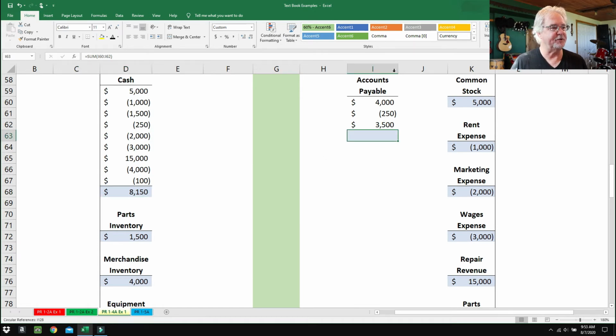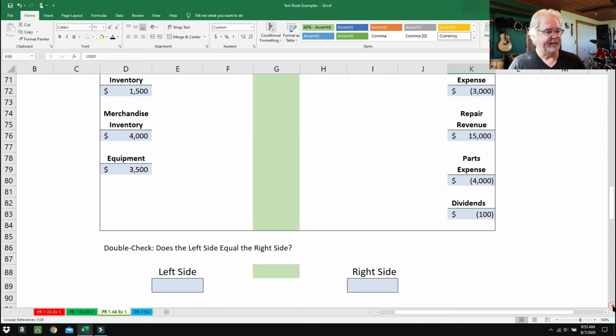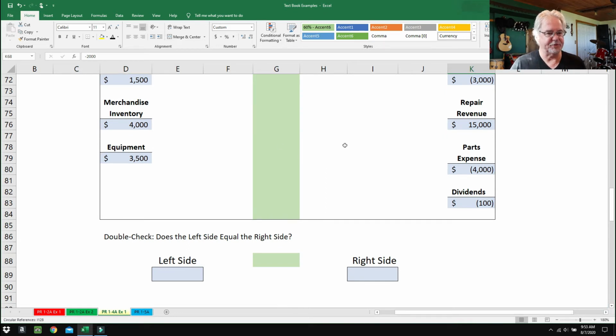Accounts payable, I had Excel do the same thing. I had it added up for me, $7,250. So there we go. Now, what I did is I highlighted all the account balances in blue so they stand out. So what we need to do, and this is really important, folks, can't skip this step, is you need to make sure that the left side equals the right side. So here's your job. You got to add up all the numbers that are highlighted in blue on both sides.